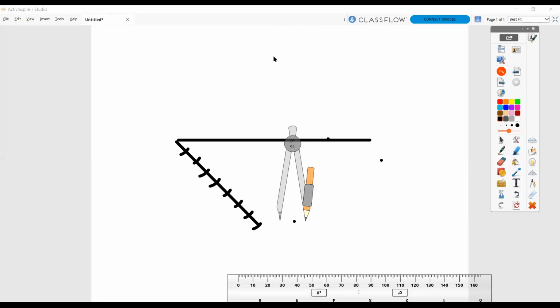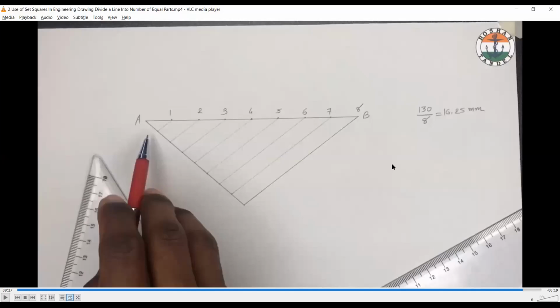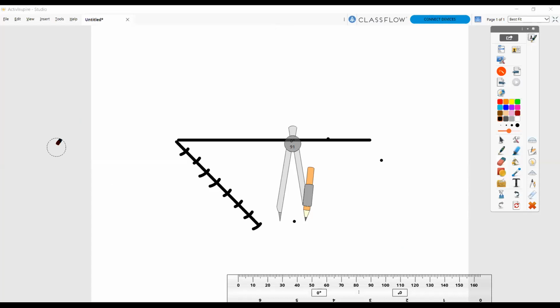what we have taken, let me show it, that will be better to understand. In the method number one, we just made this line of 80 mm. Here we made a line of 80 mm, took the scale and made 8 equal divisions, and we projected these 8 divisions from here to here, by using this set square.